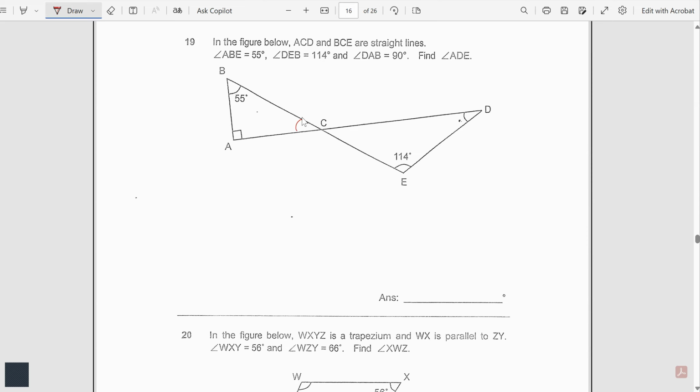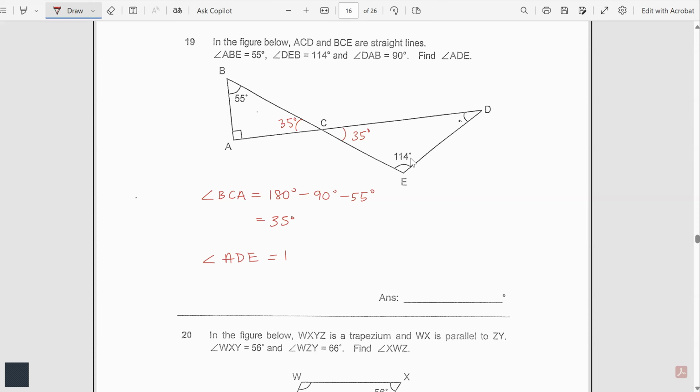By using triangle ABC, let's write down angle BCA. We'll use 180 minus 90, the right angle, and minus 55, which is angle ABC. And this will give us 35 degrees. So this is 35 degrees, which means that this vertically opposite angle will also be 35 degrees. Now you have triangle CDE, for which you can use 180 minus 35 minus 114 to find your angle ADE.